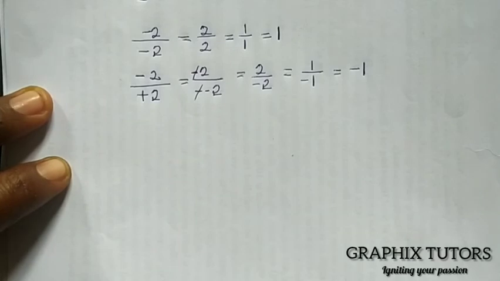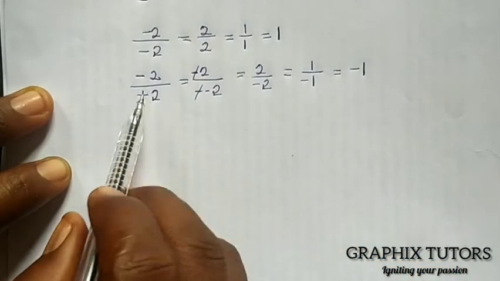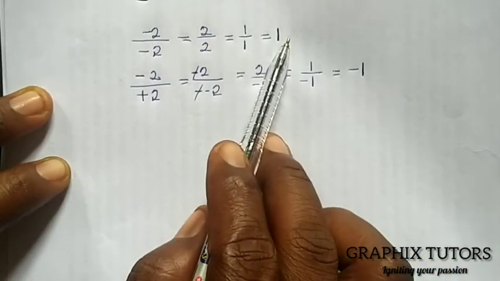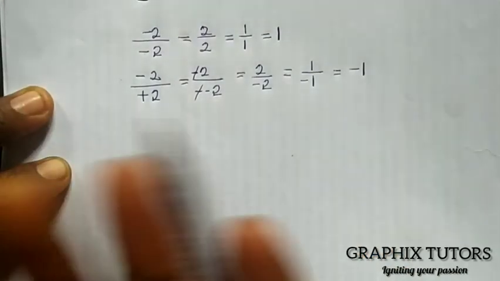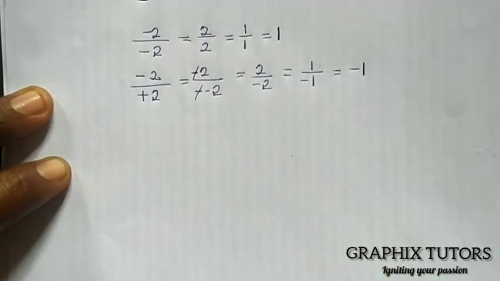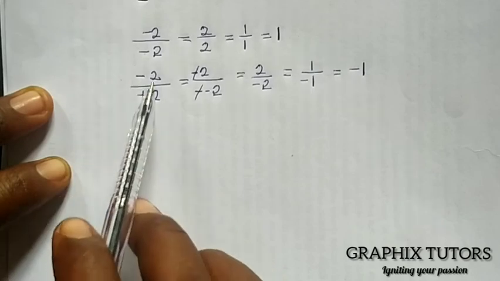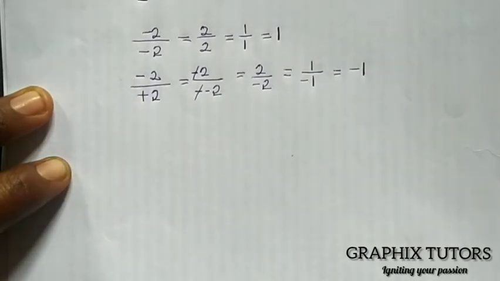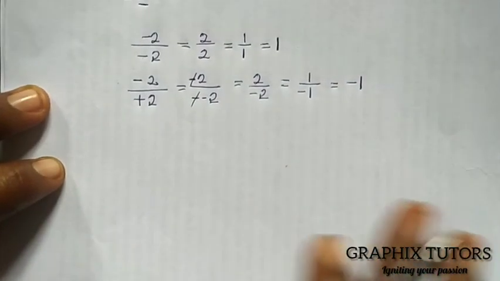Right? So one thing you need to know is, if you're having a negative over negative, it will always give you a positive. Just like we're saying minus times minus will give you a plus. Minus divided by plus is the same as saying minus times plus. So that is what you have to know.